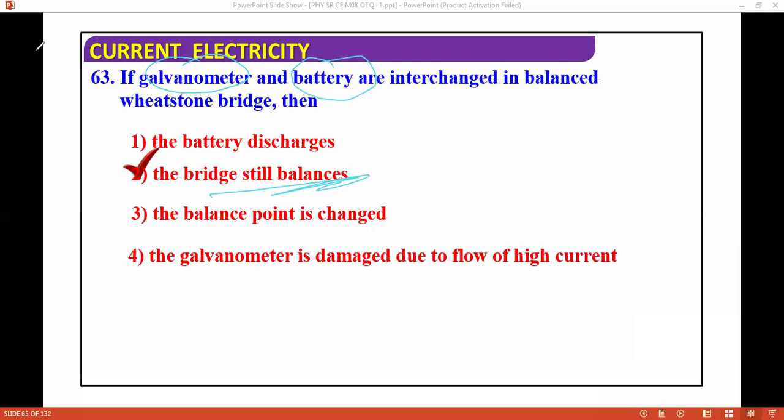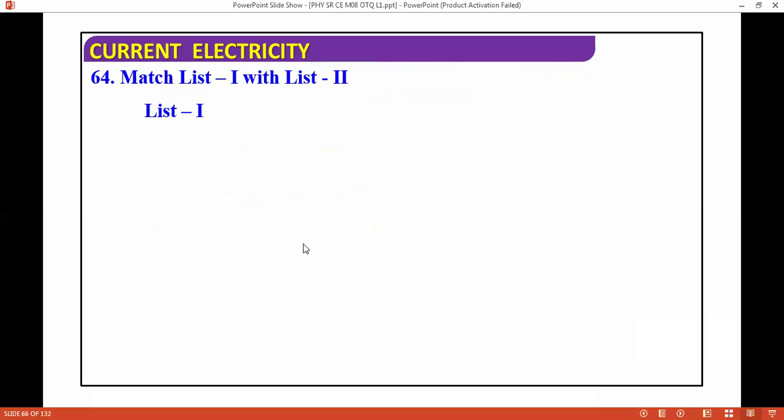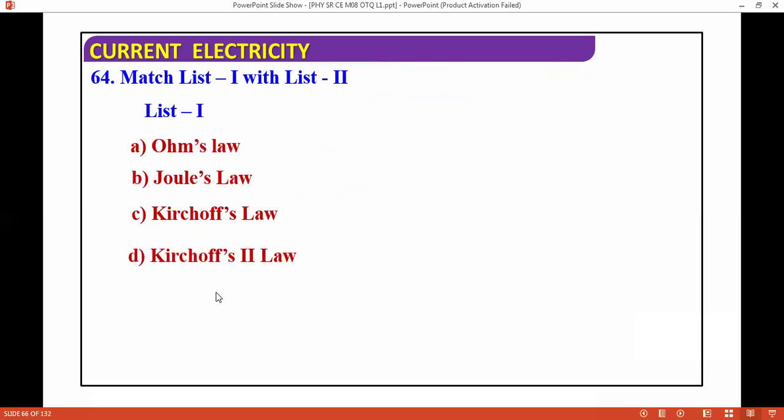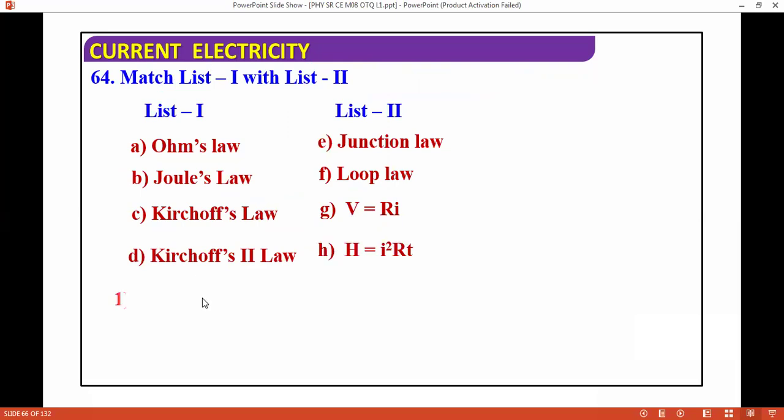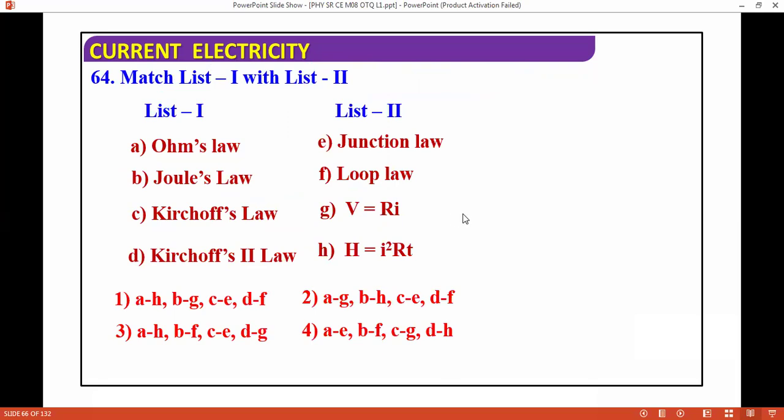I'm moving to the next question. This is the last one. Again, a good question. I'm giving you the first options. So what is your answer? The final answer is second.